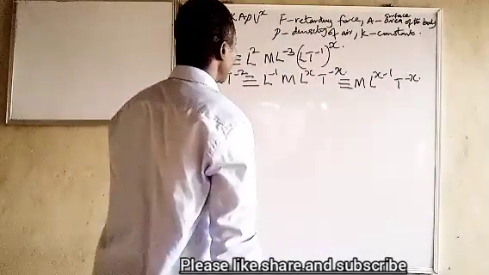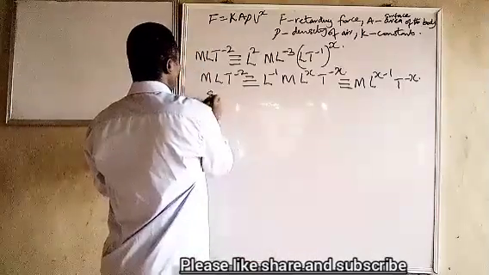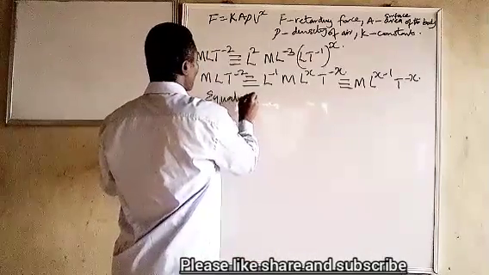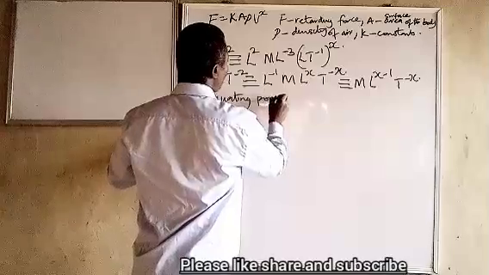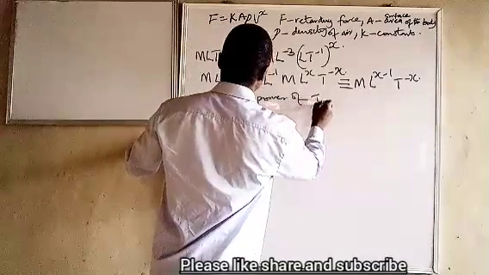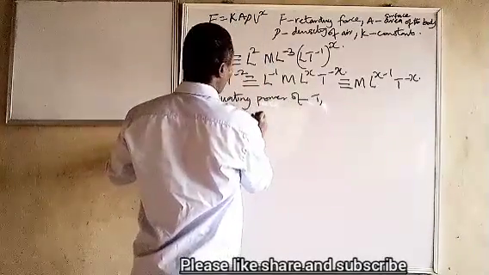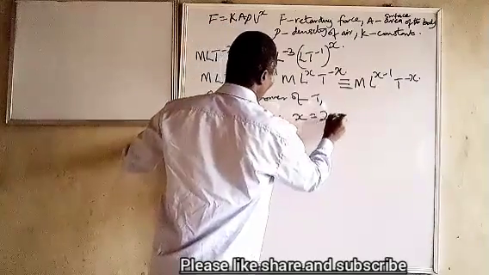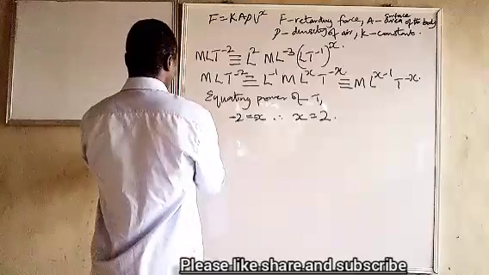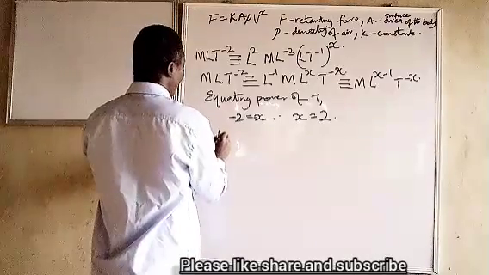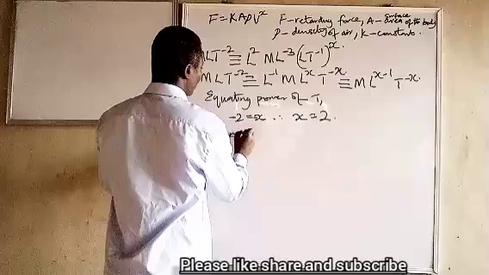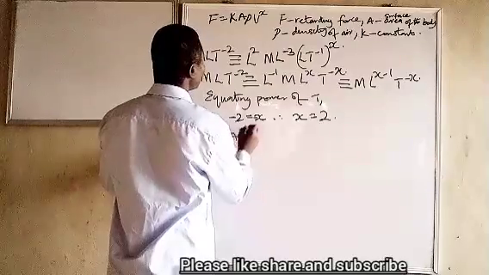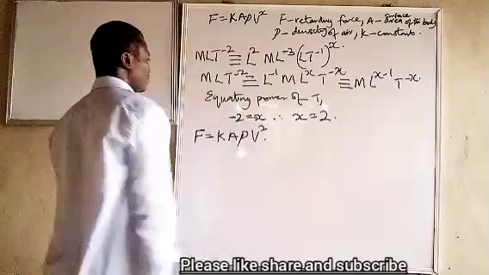So if you equate the powers, equating power of T, minus 2 is equal to minus x. Therefore, x is equal to 2. So the equation is F equals k a rho v raised to power 2. So that's the answer.